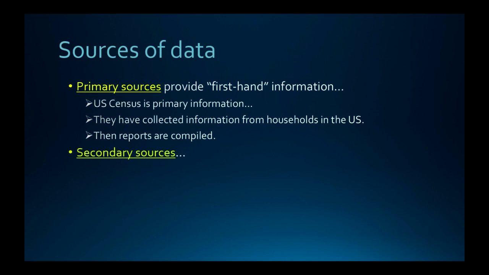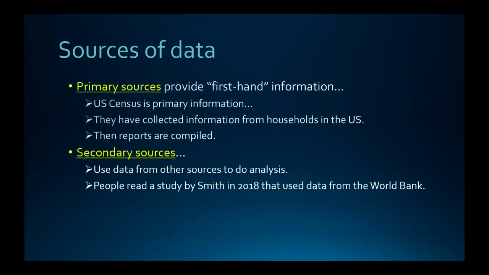But we also have secondary sources. And those secondary sources might use data from another source to then do an analysis. A lot of times researchers like myself don't generate the data ourselves. We might use somebody else's data to do that. So maybe I ask you to read a study by some guy named Smith in 2018, and he used data from the World Bank. Well, he didn't generate the data himself, but he generated the analysis based on somebody else's data. So that would be a secondary source.